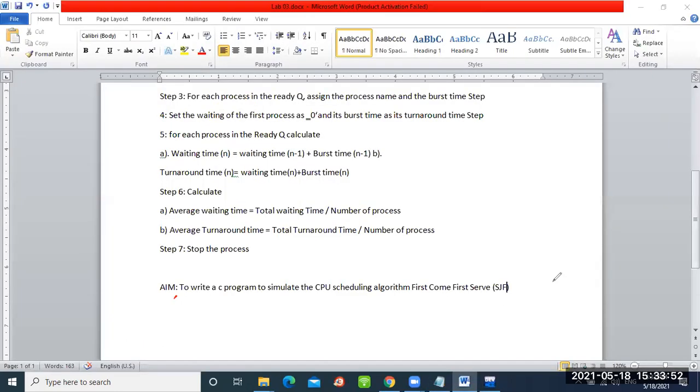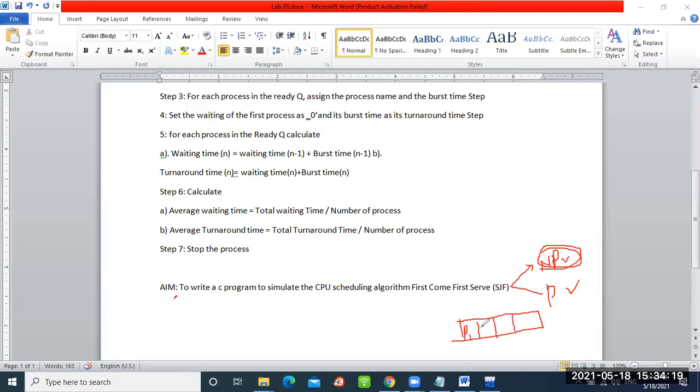So what does shortest job first mean? Now, shortest job first has two categories. One is non-preemptive, the second one is preemptive. So today we will discuss non-preemptive. Okay, so shortest job first, what is the logical concept? Suppose there are n processes in my ready queue.